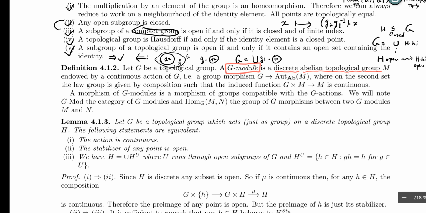We require this continuous action. How to interpret this continuous action? It means that there is a group homomorphism from G to Aut(A), where on the second set the group law is given by composition, such that the induced function is continuous. A morphism of G-modules is a morphism of groups compatible with the G action. We denote by G-Mod the category of G-modules.